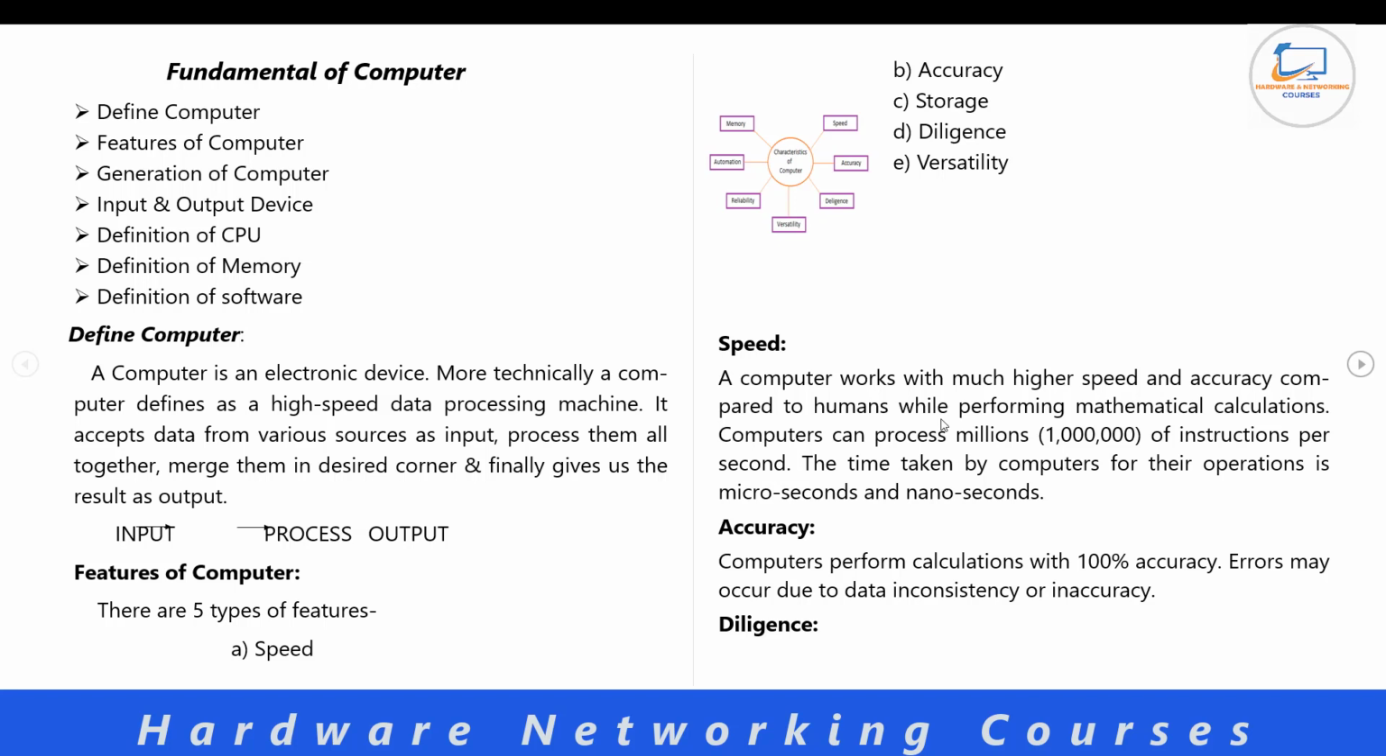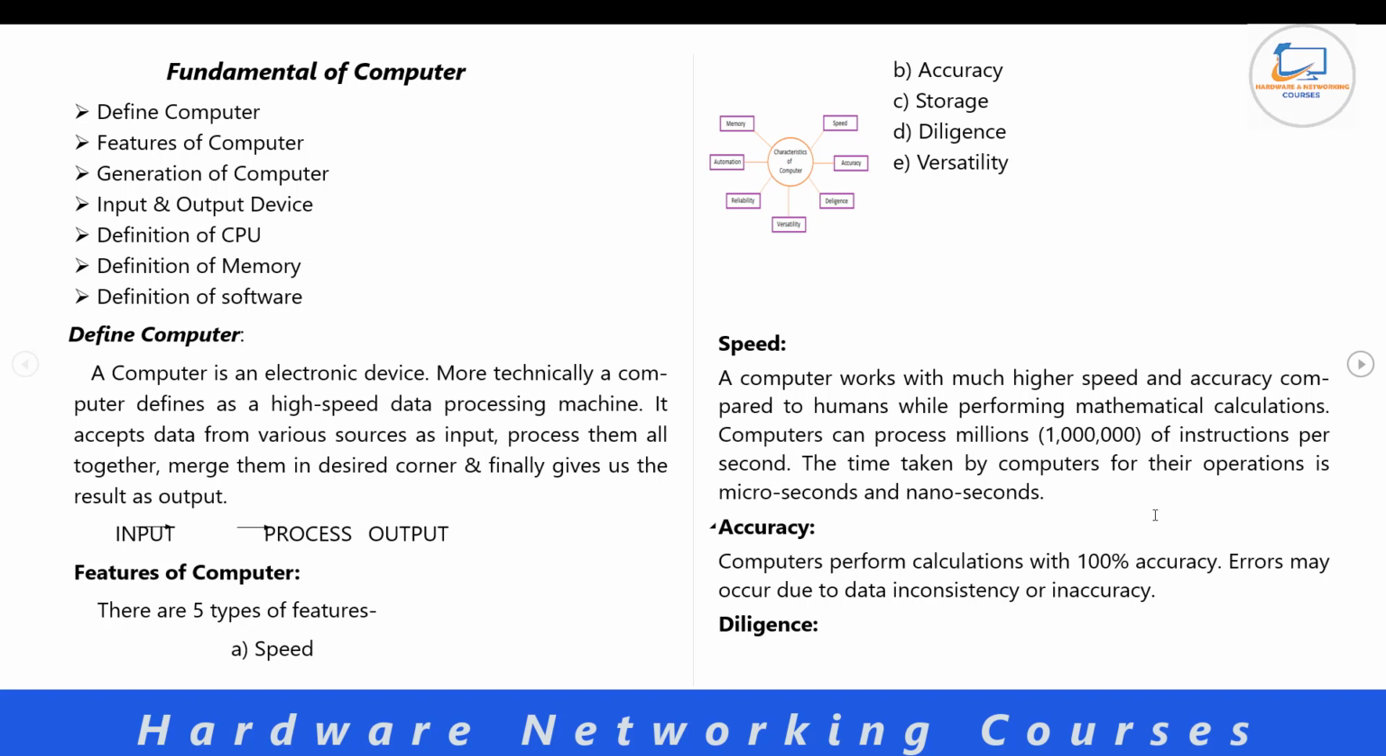Features of computer. There are 5 types of features: speed, accuracy, storage, diligence, versatility. First, speed. A computer works with much higher speed and accuracy compared to humans while performing mathematical calculations. A computer can process millions of instructions per second. The time taken by a computer for its operations is in microseconds and nanoseconds.